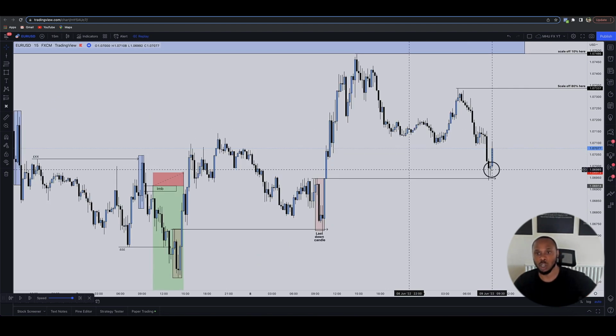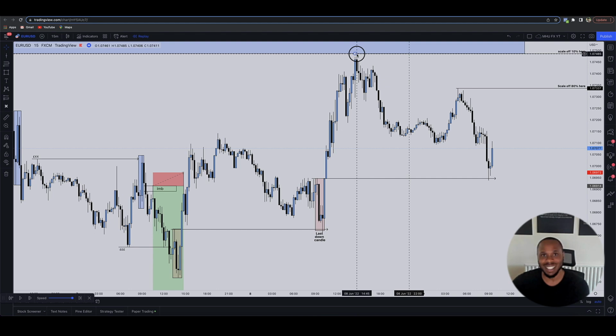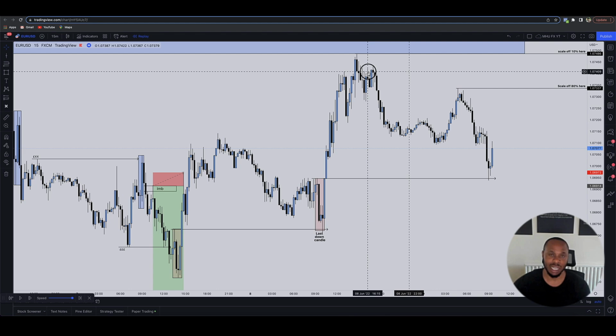And what I was planning on doing was that when price got up here, this is where I was going to close off 80%. And then when price gets up here, this is where I was going to close off a further 10% of the trade and then let the rest ride to see whether I could catch another 10, 20 pips.